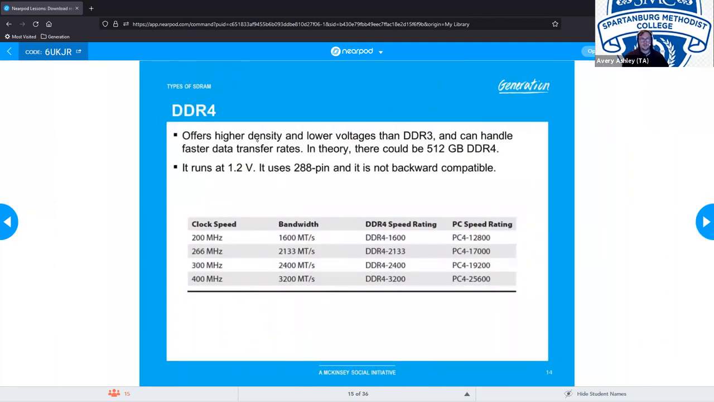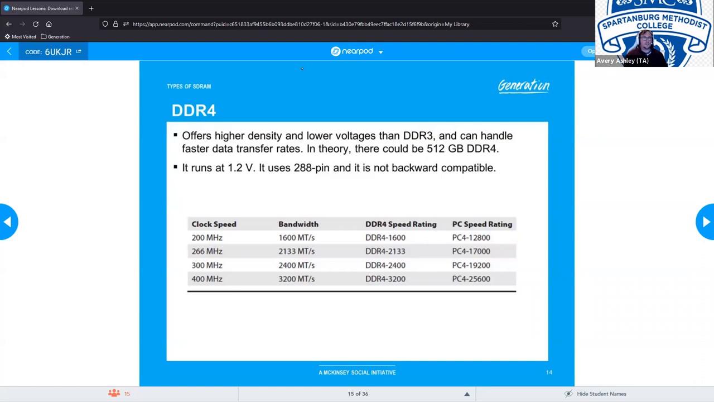All right, and then finally, we have DDR4, which once again is doubling in efficiency. And it's using less voltage than DDR3. So in theory, there can be 512 gigabytes of DDR4 RAM in your system. You will never need that much. At the very max, you're probably only ever going to need 32. But you can, in theory, reach 512.